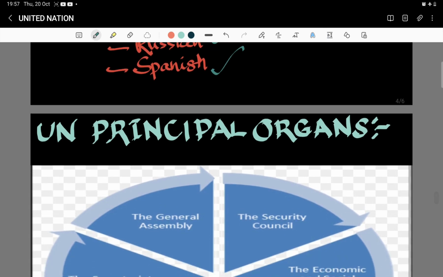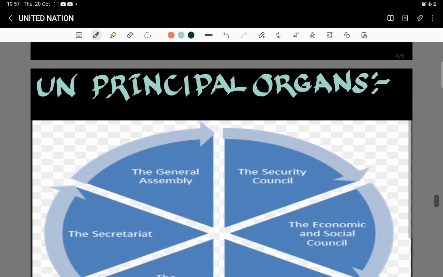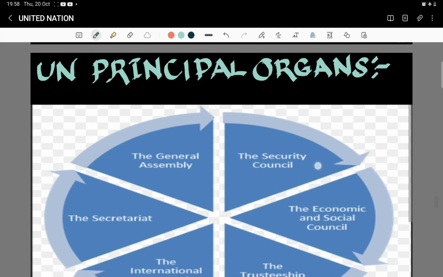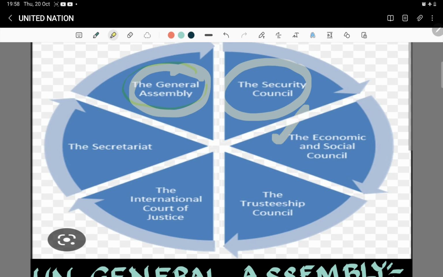Now let's see. The United Nations has 6 principal organs. What are those principal organs? The General Assembly, the Security Council, the Economic and Social Council, the Trusteeship Council, the International Court of Justice, and the Secretariat.